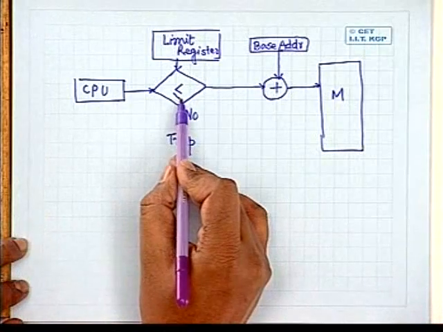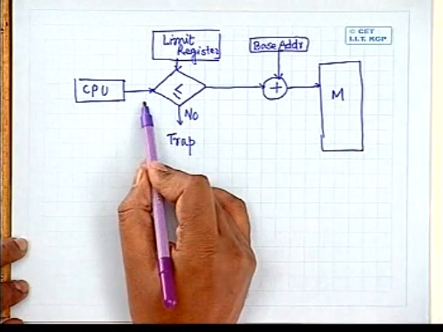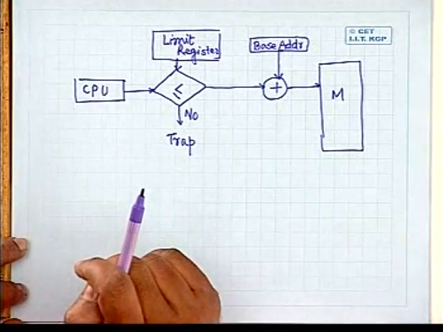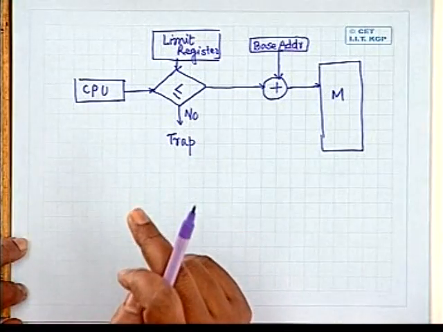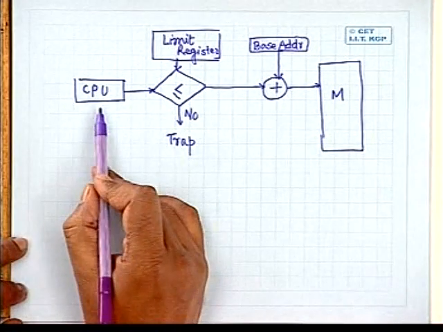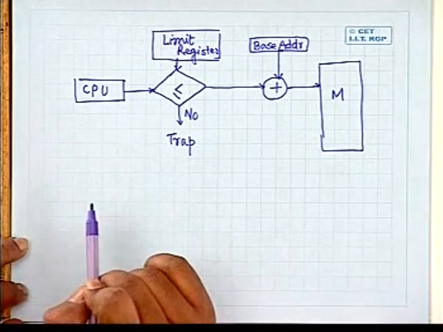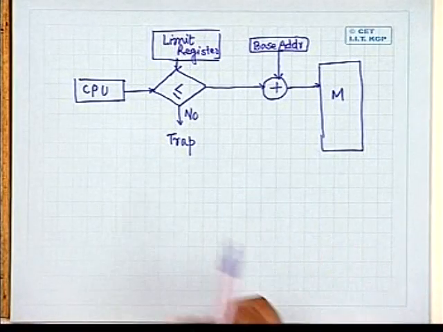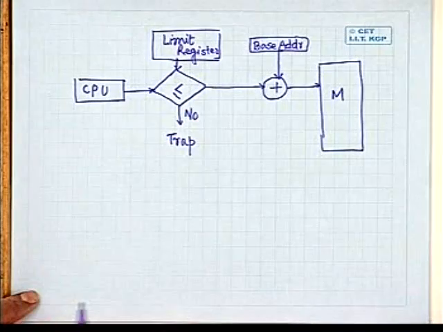Okay, so that address is compared with the limit register content, because that is also quite logical. Whenever the compiler compiles a particular program, it assumes that the logical address starts from location 0. So any address generated by the CPU while executing a particular program can be 0 or more. The maximum address that can be generated is the limit register content.